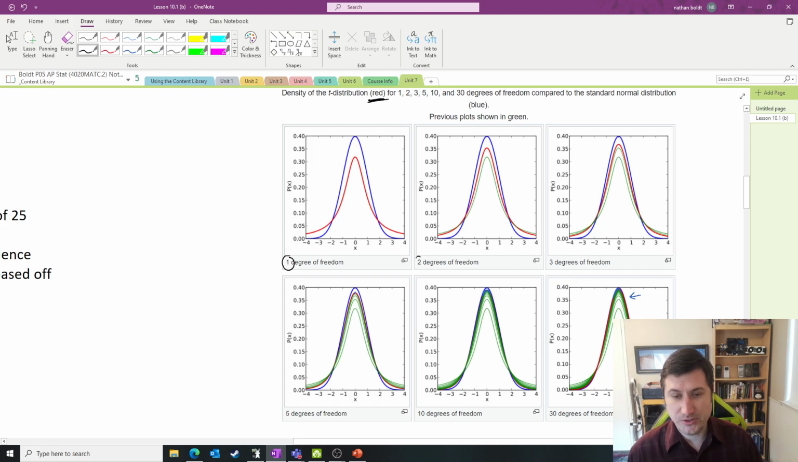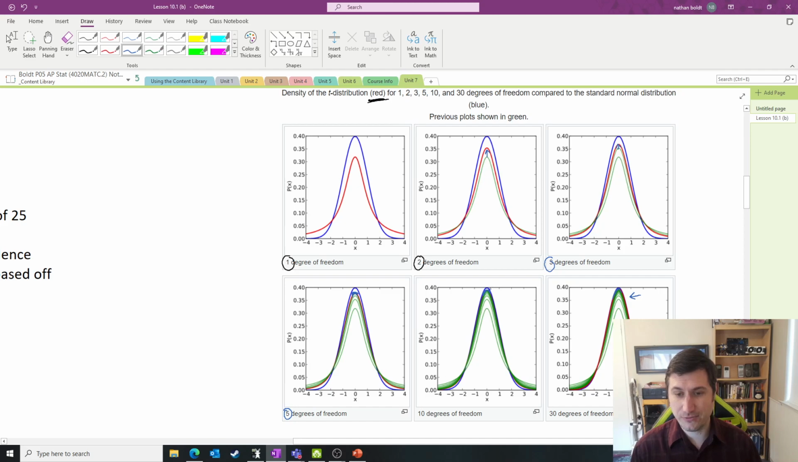Well, then you take a sample size of 3, which gives you 2 degrees of freedom. And so the red one right here is for your 2 degrees of freedom. The green is the previous, the red is the current, and the blue is the normal. As you can see, with 2 degrees of freedom, it got closer to becoming normal. And then 3 degrees of freedom, it got even closer to the normal. Here's 5 degrees of freedom, even closer.